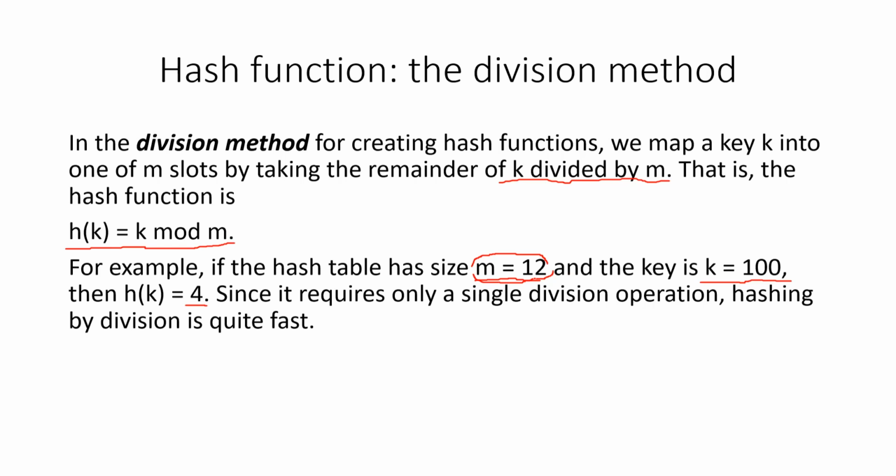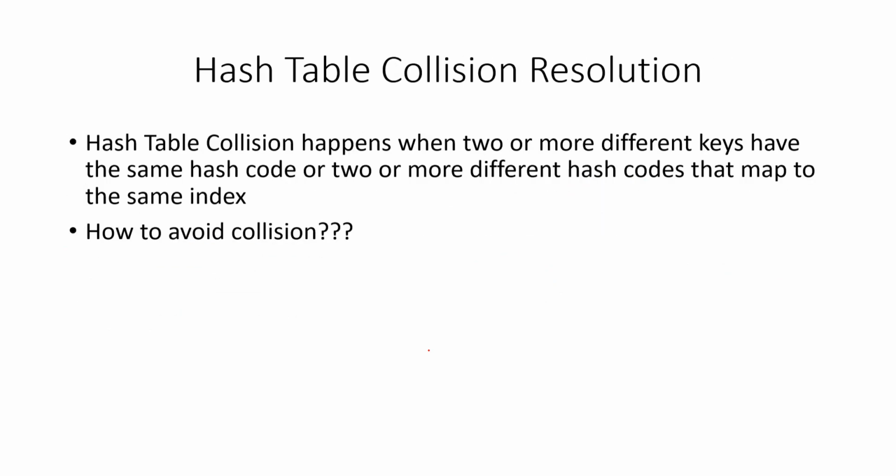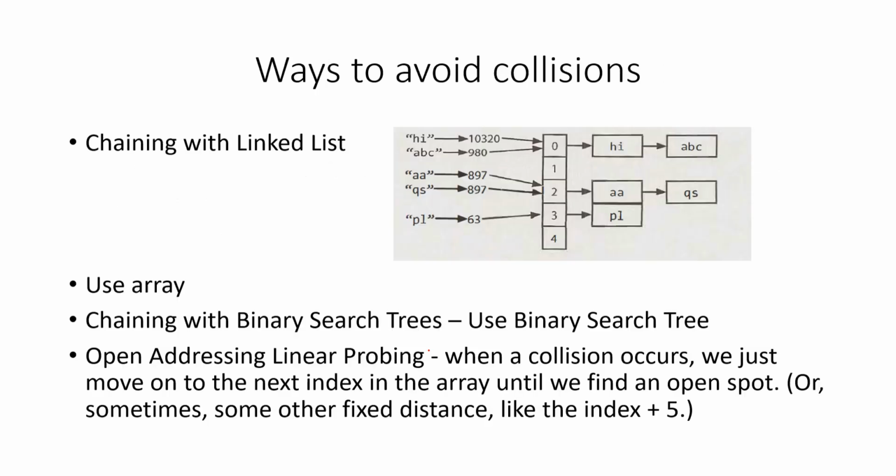So let's go back to the division method. If we have m equal to 12 and k, let's assume, something different, there is also a high probability that we can get 4 after the hashing. And if we get 4 again, it means that two different data can refer to the same place. But we can avoid the collision with 4 main methods. First one is chaining with a linked list, then chaining with an array, then chaining with a binary search tree, and the last one is open addressing with linear probing.